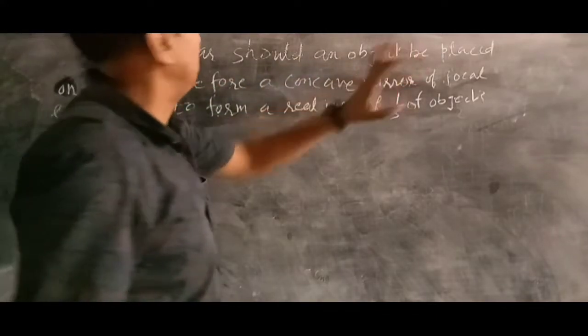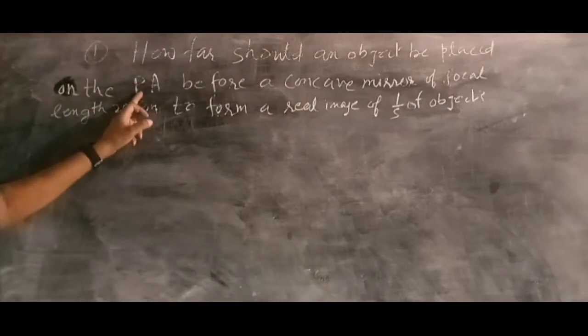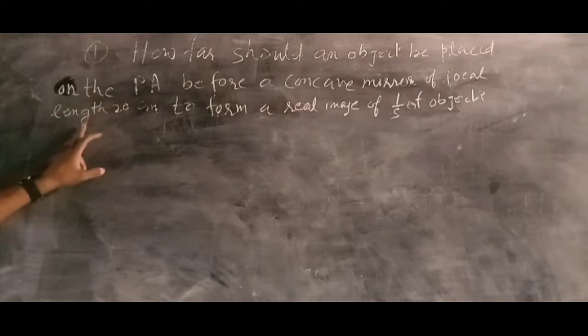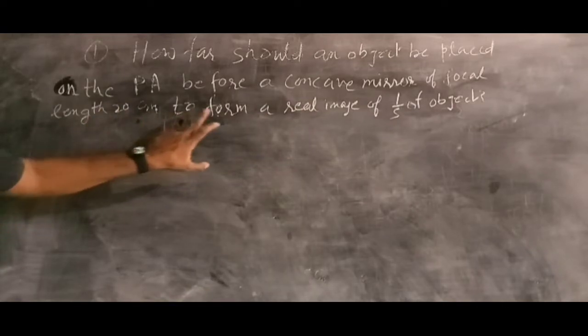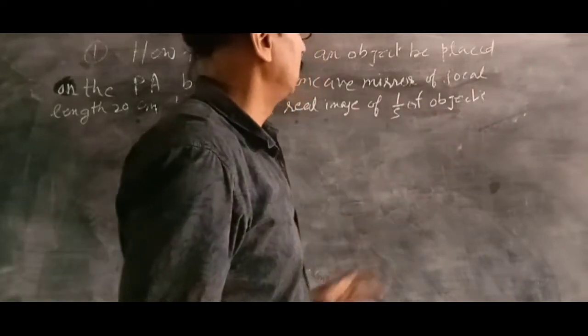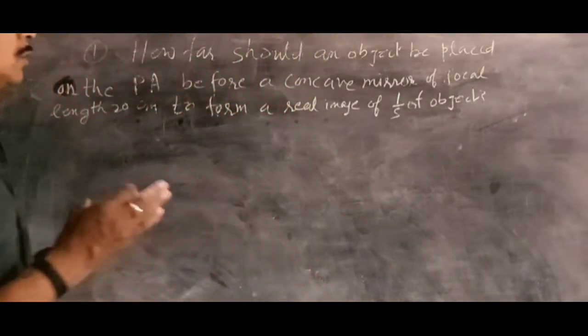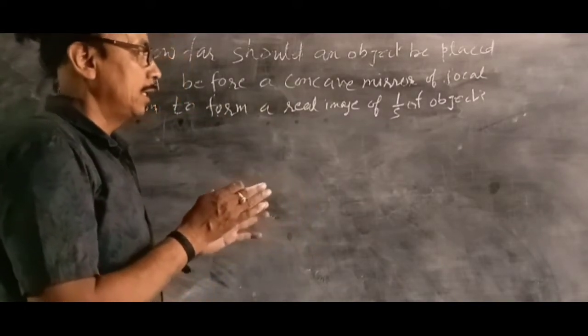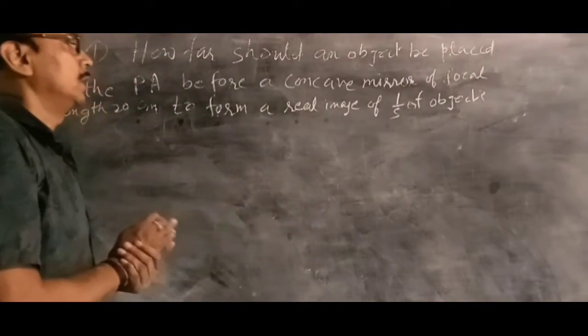How far should an object be placed on the principal axis before a concave mirror of focal length 20 centimeter to form a real image of 1 by 5 of the object? इस रियल इमेज का जो साइज है वो ऑब्जेक्ट के साइज में 5 से डिवाइड करने पर आता है, इस 1 by 5 of object. What are given in this question and what is asked?